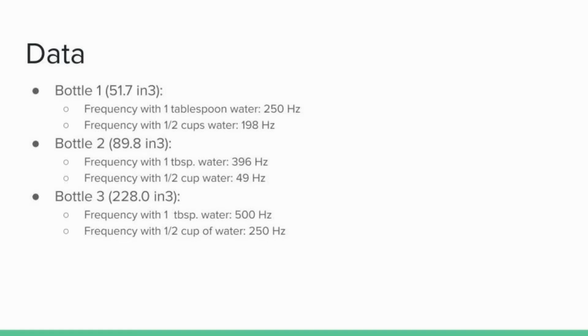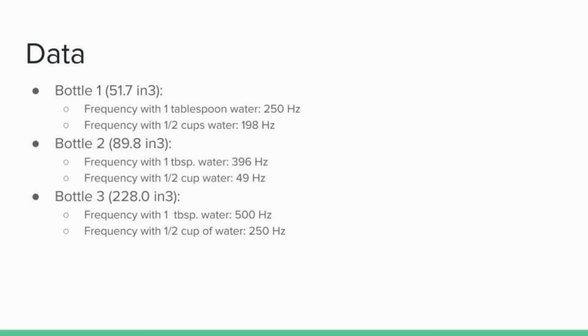With all the bottles, we put in 1 tablespoon of water into the first trial and 1/2 cup of water, precisely measured, into the second trial. For the purposes of the data, trial 1 will be regarded as the one with 1 tablespoon of water, and trial 2 will be regarded as the one with 1/2 cup of water.